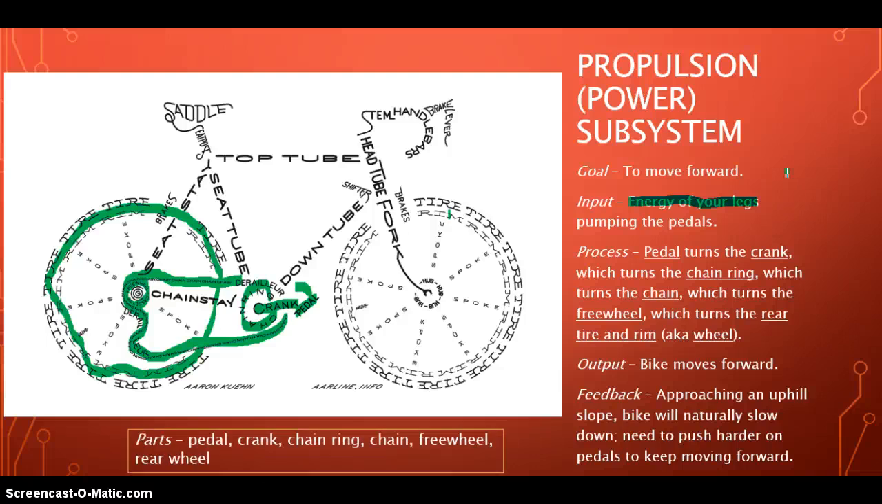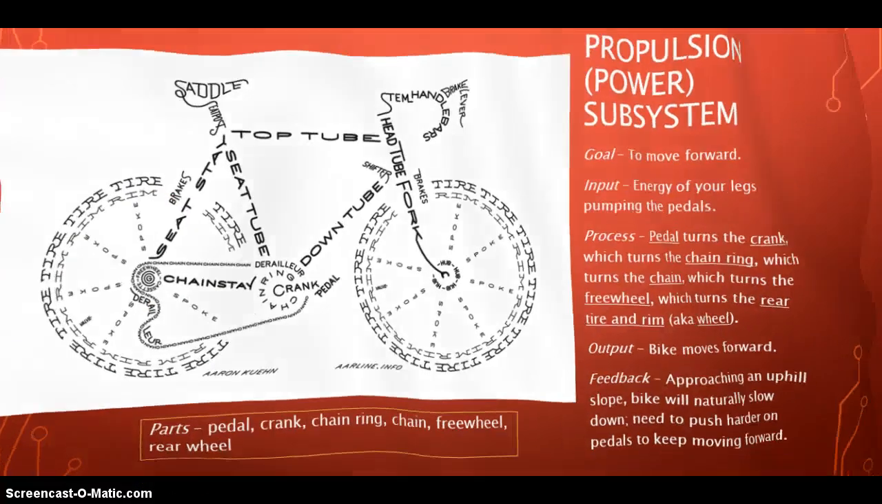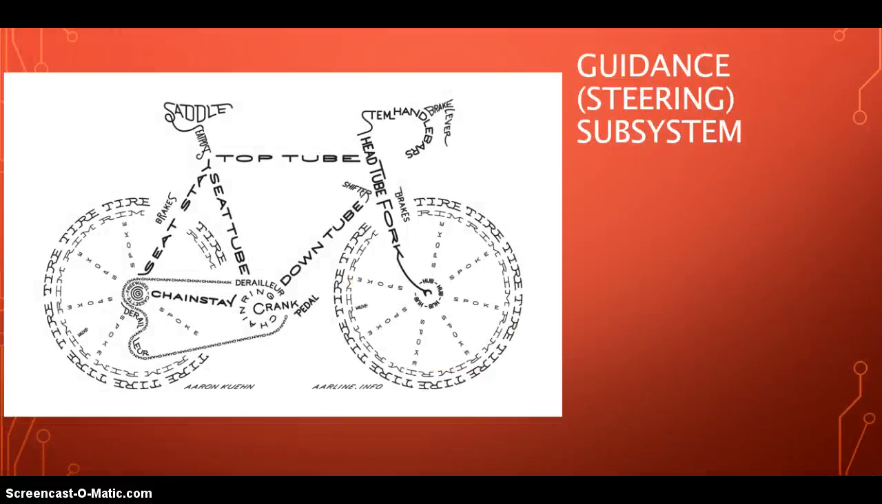So remember, you can enter this into that row of your worksheet. The parts that we are including in our propulsion subsystem include the pedal, the crank, chain ring, chain, freewheel, and the rear wheel. All right. Now let's move on to our guidance steering subsystem.